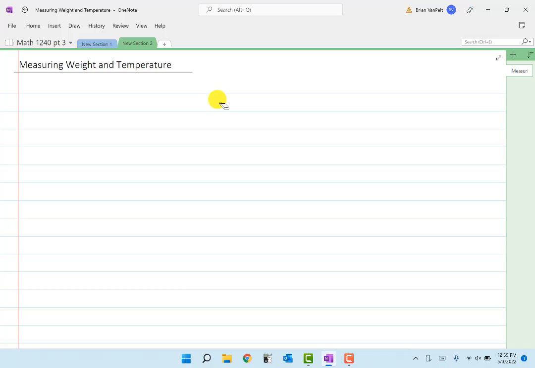Alright, for the final video, we're going to be looking at weight and temperature. Let's start with weight. And we'll start with the English system. Now notice the difference here. I'm going to write 16 ounces equals 1 pound.